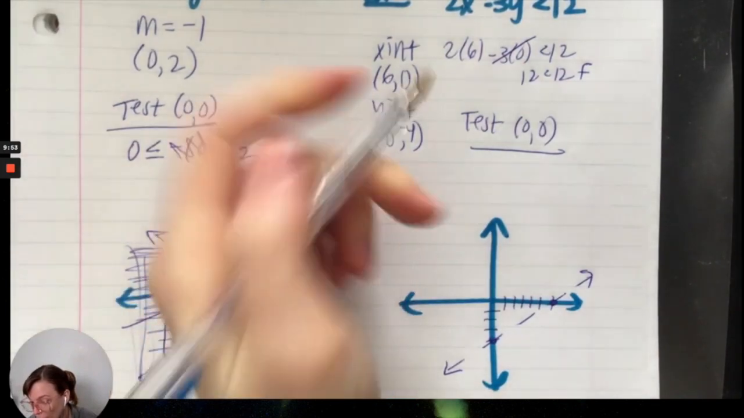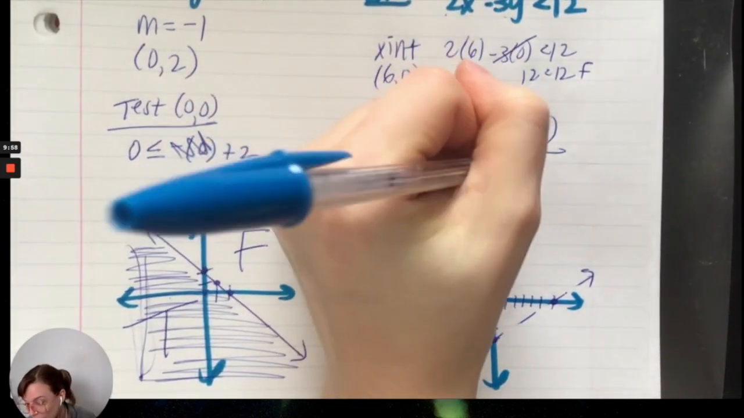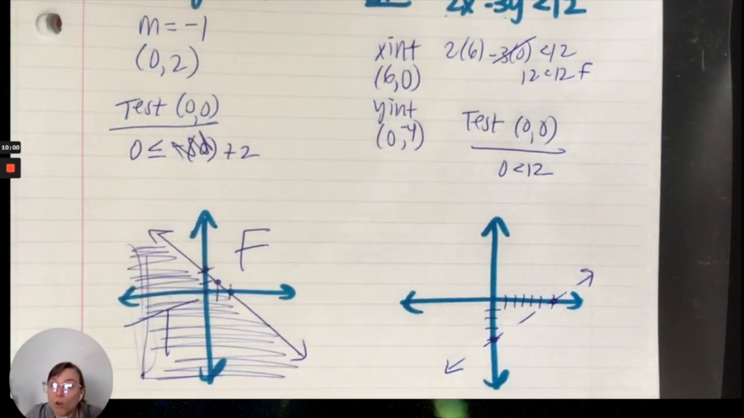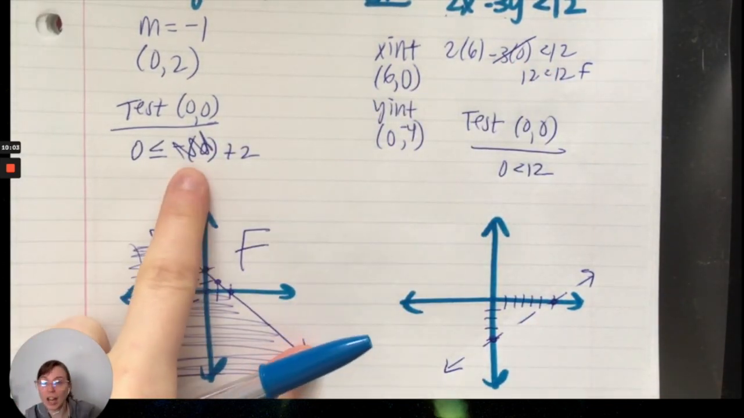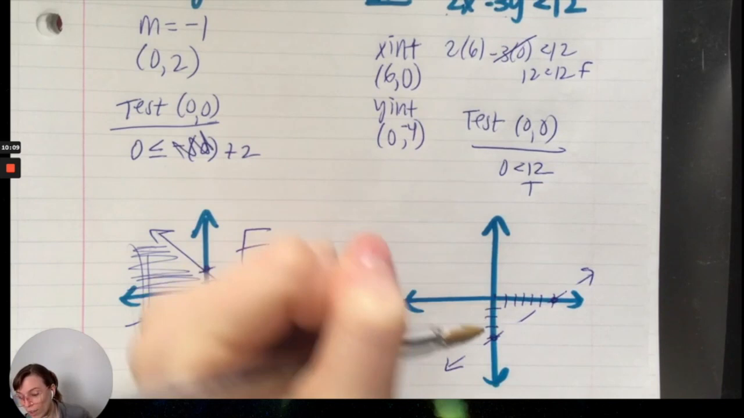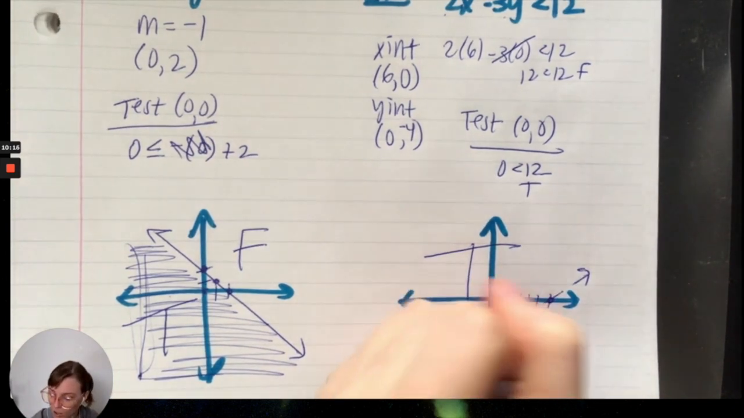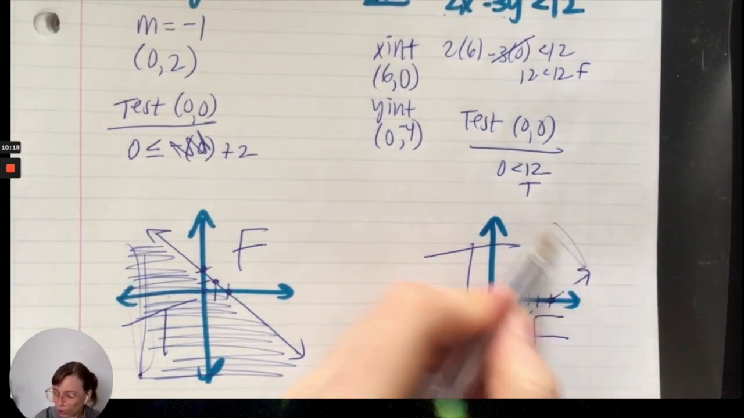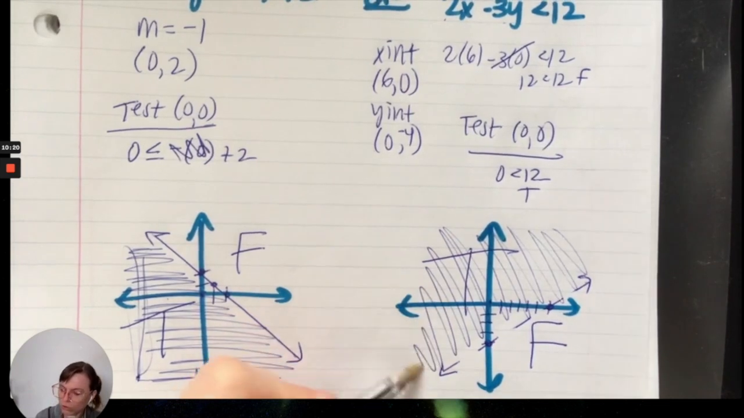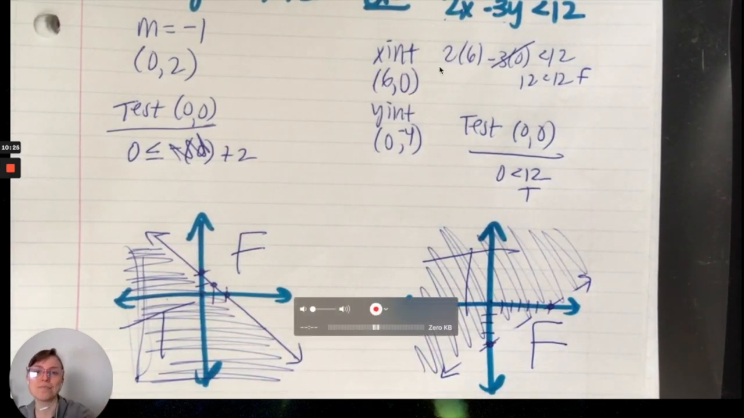Test 0, 0. What's 2 times 0? 0. What's negative 3 times 0? 0. This is what I'm testing. Boom! It's already done. I didn't even have to put it and then scribble it out. I just know that 0 is less than 12. True or false? True! That means this point will be true, so the whole side is true. What's this side then? False! And if it's true, then we get to shade where it's true. And we're done.